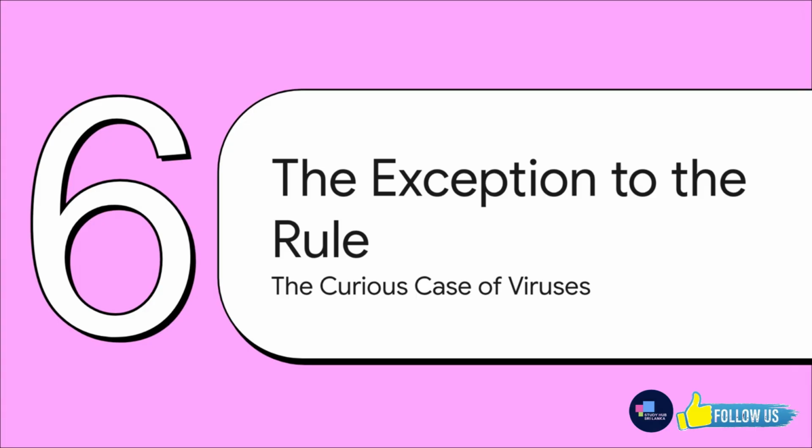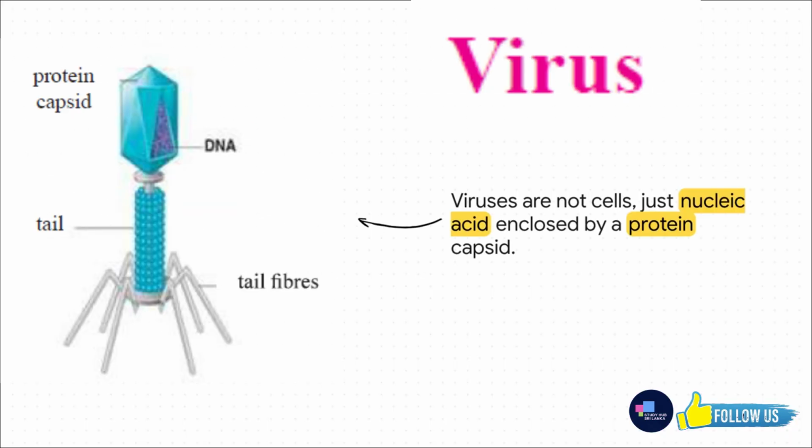Okay, so there you have it, our 8-point checklist for life. Seems pretty straightforward, doesn't it? Well, now let's talk about something that pretty much breaks all the rules. The virus. The very first rule we learned was that all life is made of cells. But a virus? It's not a cell.